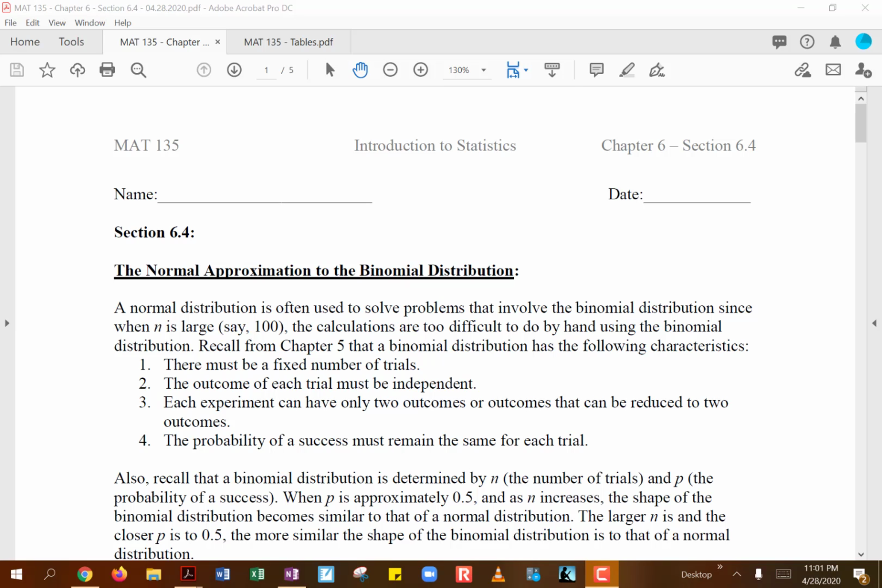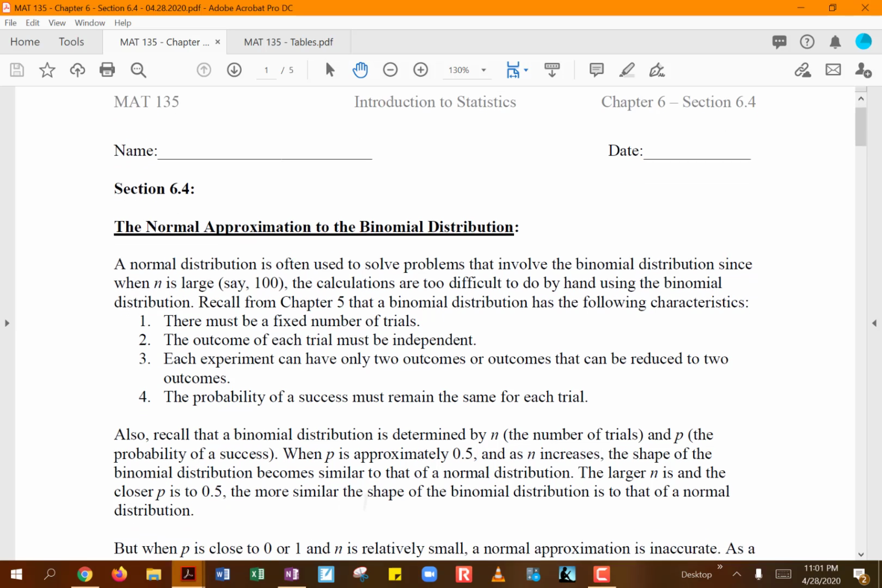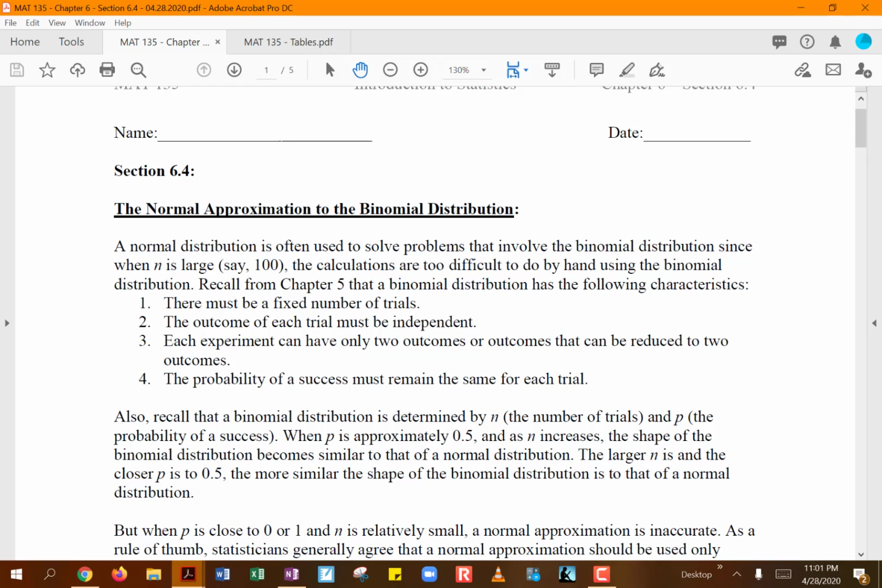Hey everyone, so we're looking at section 6.4 today, and this is the last section in chapter 6 that we're going to be talking about. And as you can see, this section goes over the normal approximation to the binomial distribution.